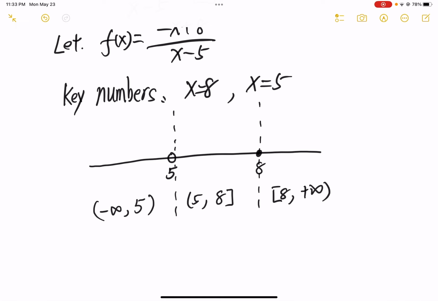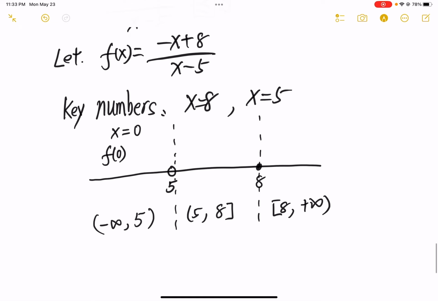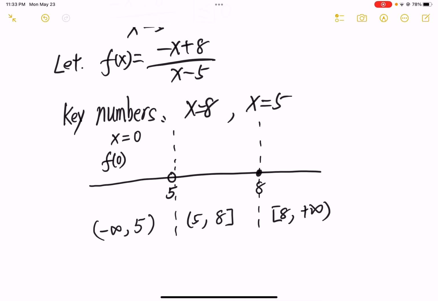Then on each interval, we needed to test a number. So here we pick x equals 0, for example, less than 5, right? So f of 0, if you calculate, it would be negative 8 over 5, which is less than 0. So on this interval, it's minus.